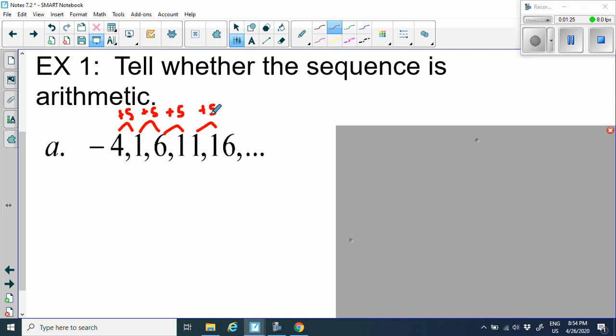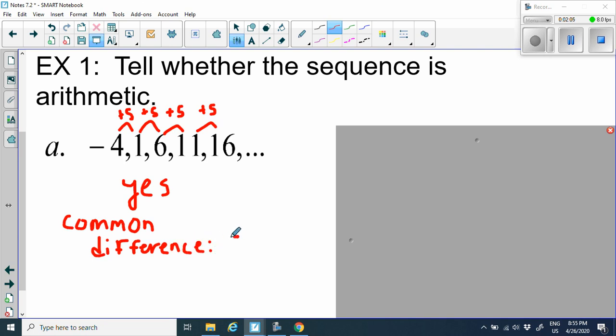So here, it seems that we do have something that's consistent, and so that means this would be an arithmetic sequence. I'm going to put yes. Let's also talk about the common difference, okay? The common difference in this case is going to be +5 because we added 5 to each of our terms to get to the next one. Now, I know I didn't ask us to do that here, but I do want to explain what that was so you guys can reference. So definitely make sure to write this down in your notes. So the common difference here was 5.